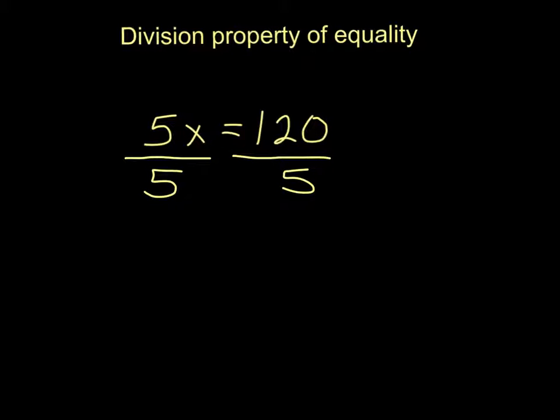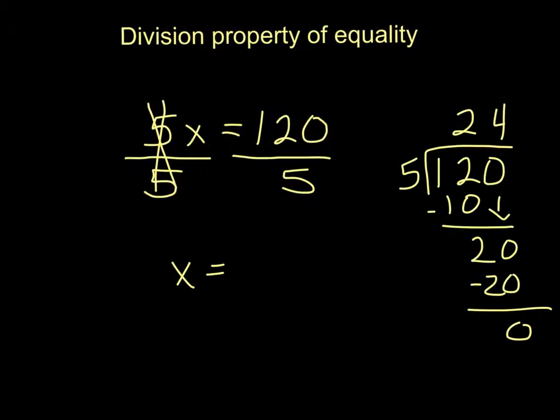So if I do 5 divided by 5 on the left here, that's going to get rid of that. It's going to cancel out. It's going to be 1. So that's going to leave me with x equals 120 divided by 5. So when I divide that out, like I've done right here, you can see that I get 24. So x is going to equal 24.